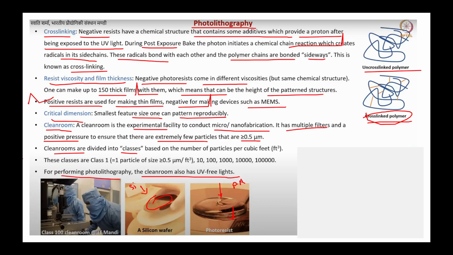If you want to learn more about photolithography, I can provide you more slides and some more information regarding this. This is just the basic information that would be useful for solving your assignments this week, and this will be enough for that.